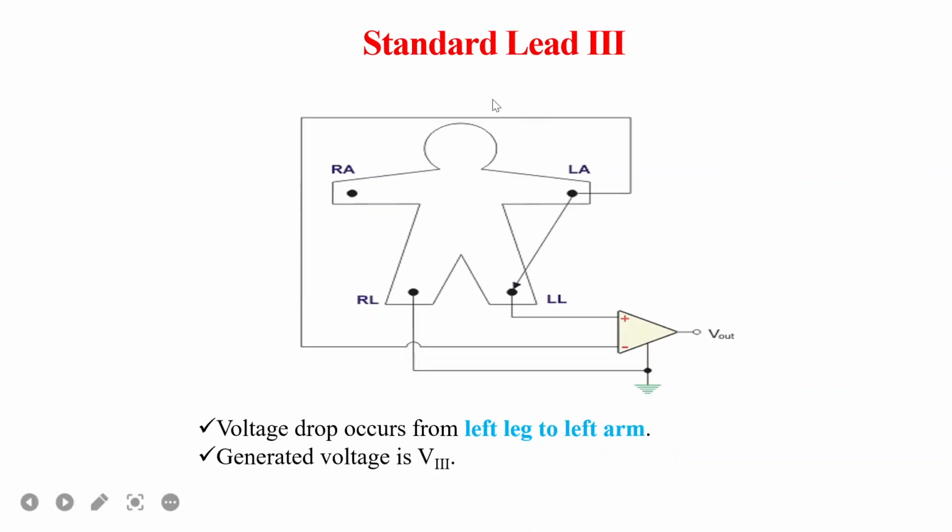The next lead is standard lead 3. Here we are going to consider these 2 points, LL and LA, and RL is, as usual, grounded and RA is kept free. We are going to get the potential drop from left leg to left arm, that is connected to the operational amplifier. Here the output of the operational amplifier is V3, the potential 3.